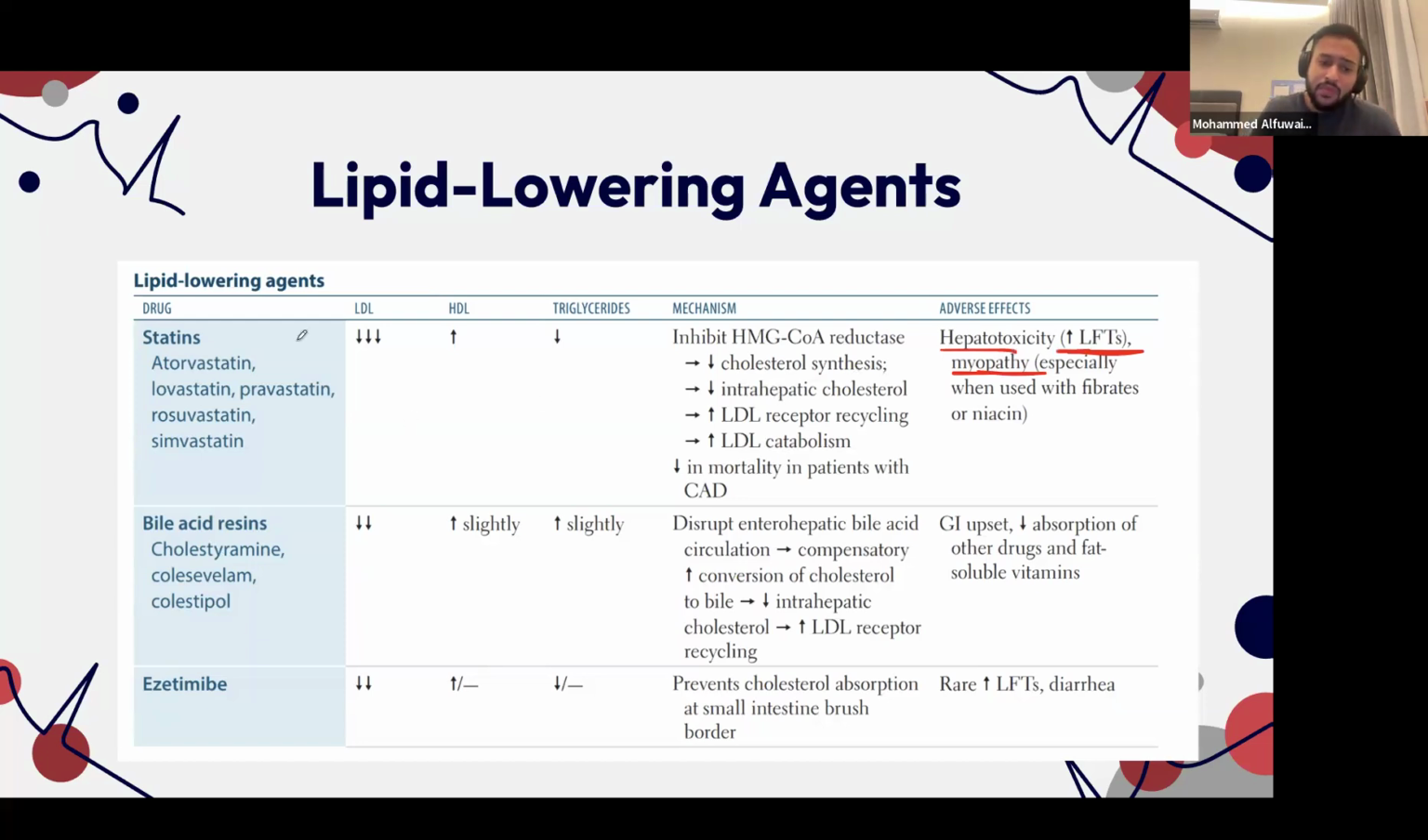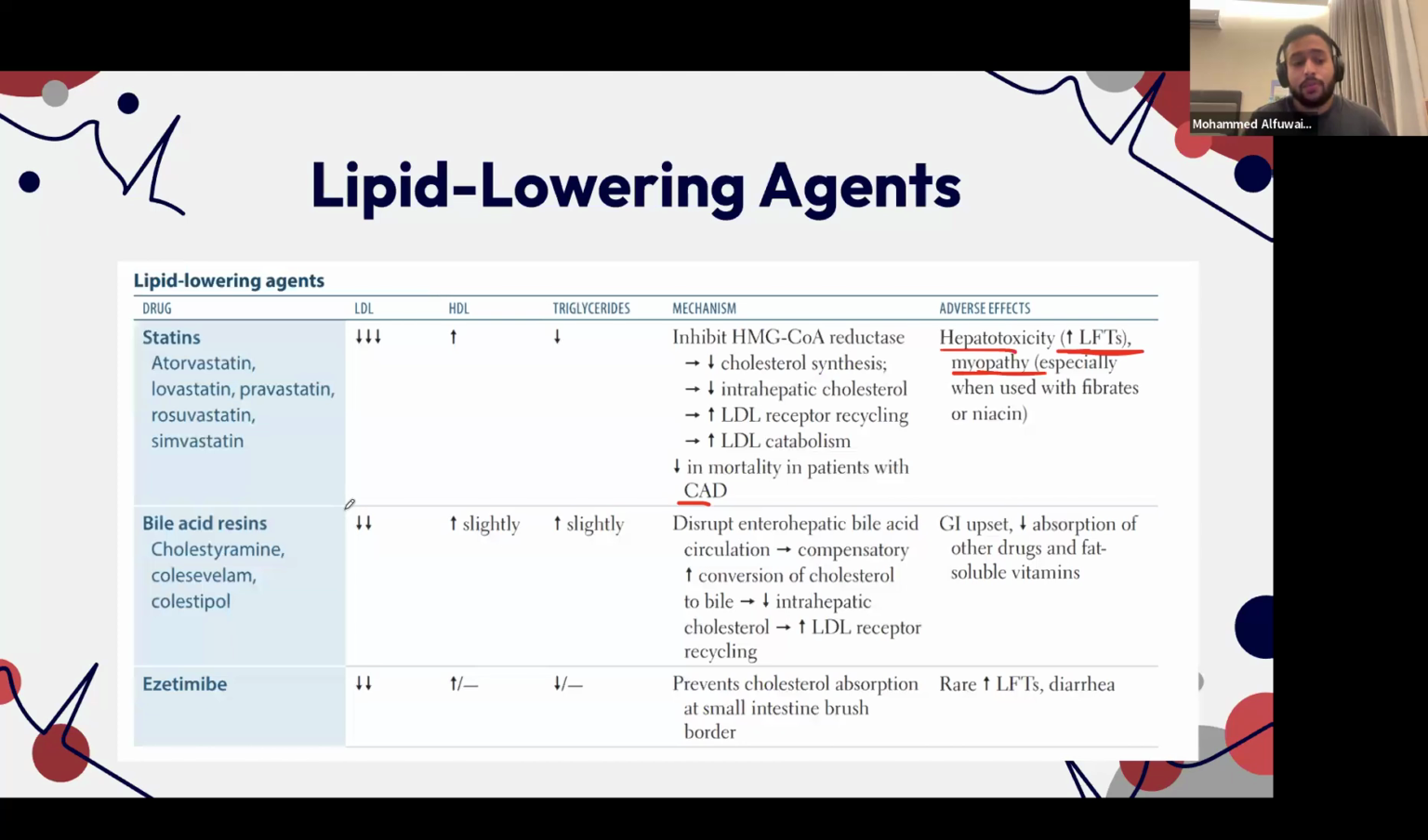Now, this drug is usually given to patients who have coronary artery disease. It is one of the main drugs you give once they have coronary artery disease. If you have hyperlipidemia, and there's a certain level of lipids you don't need to know, you have to give statins. It's one of the best medications to give for hyperlipidemia, and it decreases mortality.